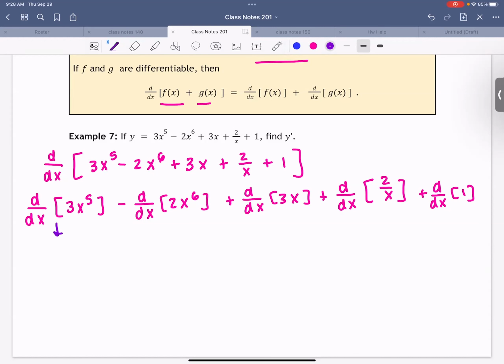What's the derivative of 3x to the 5th? 15x to the 4th. Good, using our power rule. What about 2x to the 6th? Good, 12x to the 5th. What about the derivative of 3 times x?